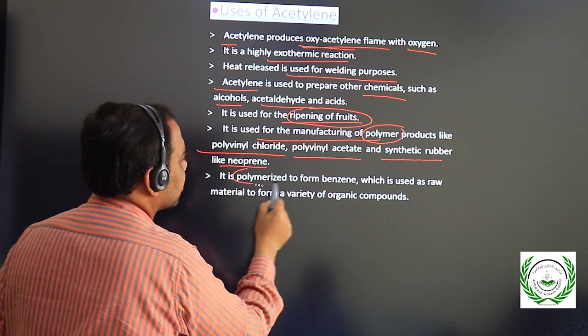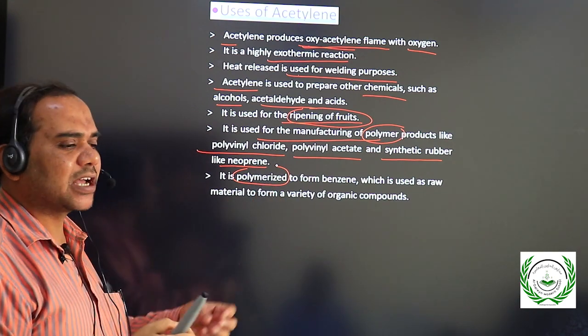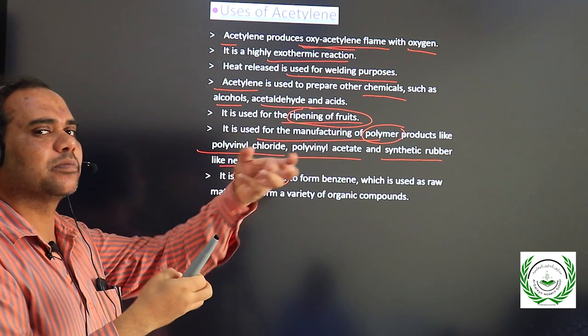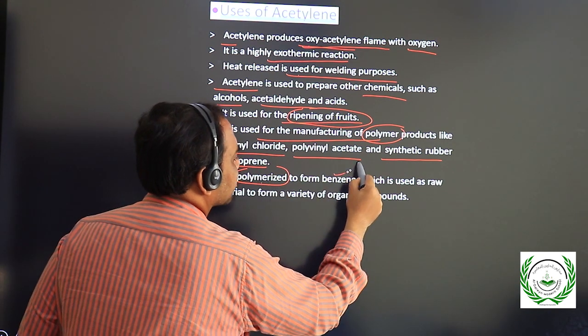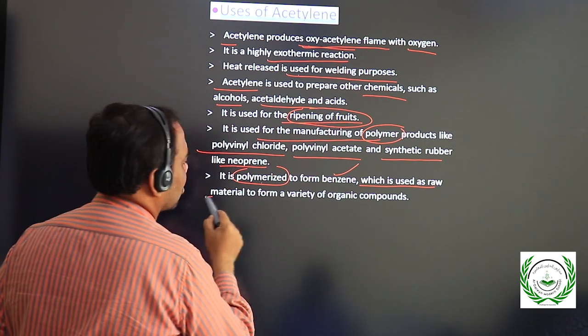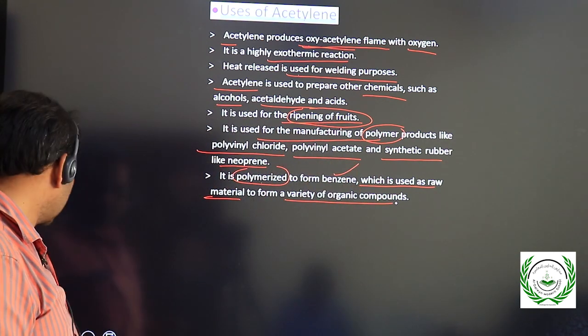So it is polymerized. The acetylene is also polymerized, means many units of acetylene when they join, that's called polymerization. When acetylene is polymerized, benzene is also formed, which is used as a raw material for a variety of organic compounds. So we conclude the topic here.